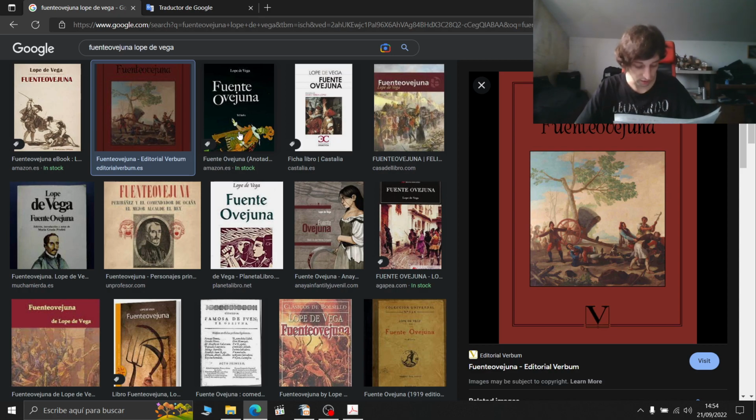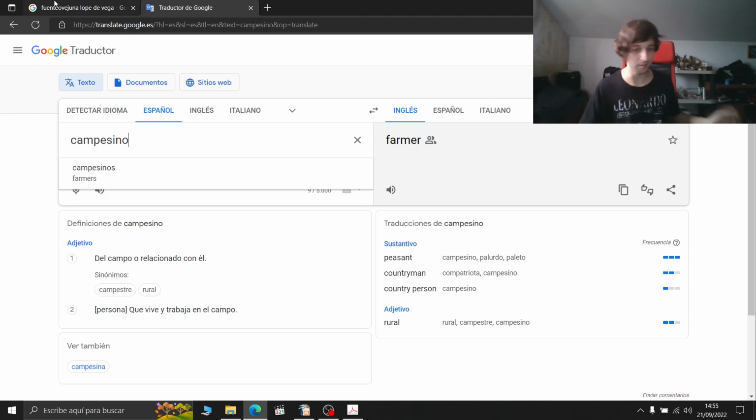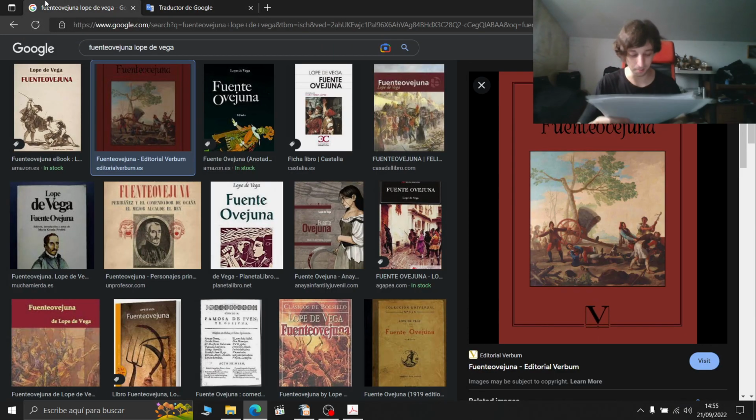There is a powerful man called Fernand Gomez, who rapes a girl, a peasant. I don't remember the word. He rapes a peasant called Laurencia, who is the promise of Frondoso. She is going to marry a man called Frondoso. And then the people of Fuente Ovejuna end up killing Fernand Gomez. And at the end, the Catholic kings forgive the people.